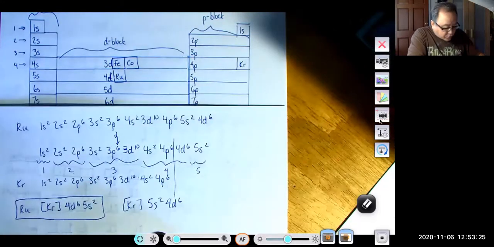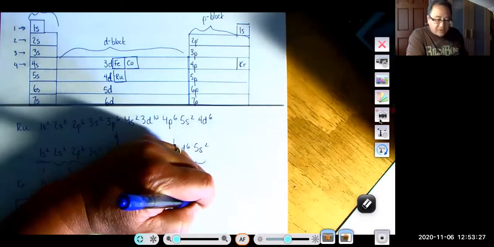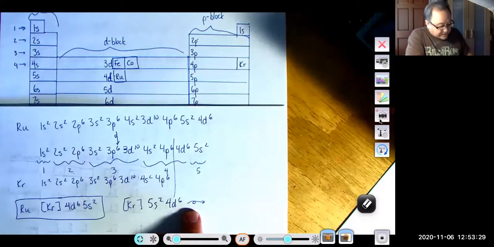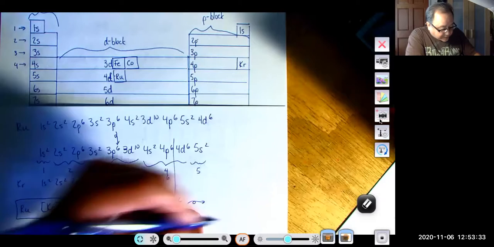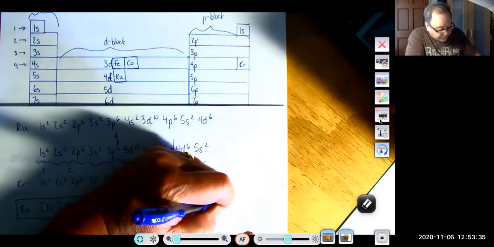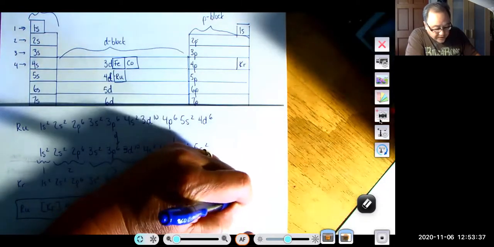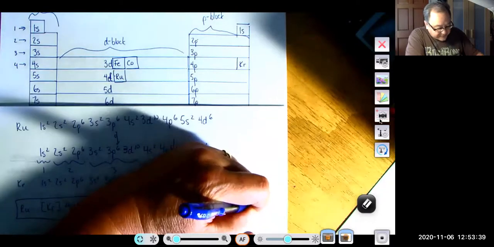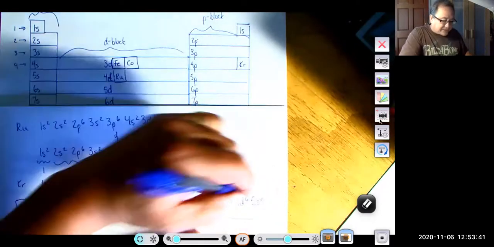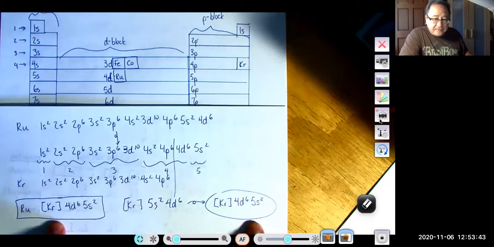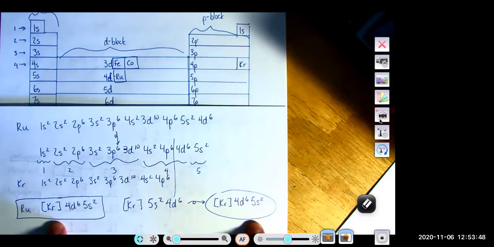And then you rearrange. I call this a pigtail because it looks like a pig's tail. So what does rearrange mean? It means rewrite it so that the 4d comes before the 5s. And that's the same as this over here. Are you kind of with me there? Yeah. Okay. We're getting there.